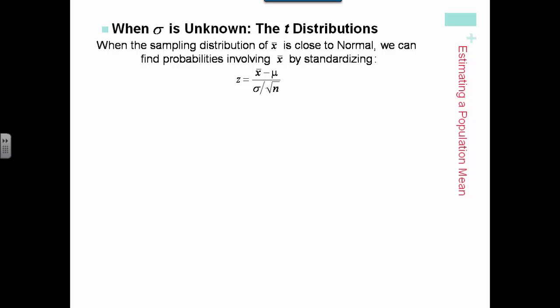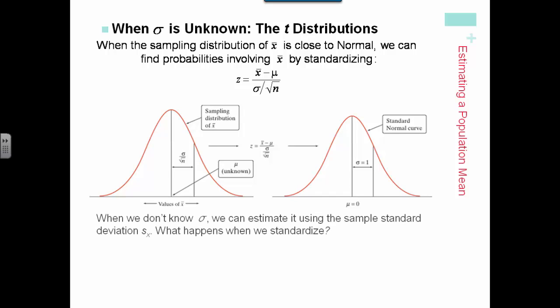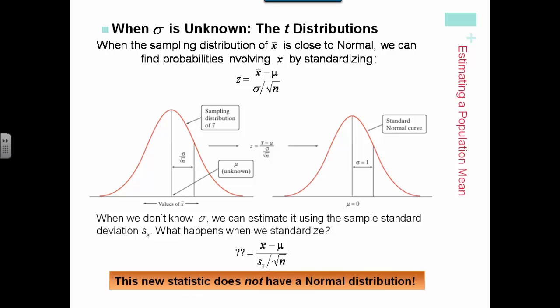When the sampling distribution of x bar is close to normal, we can find probabilities involving x bar by standardizing. When we don't know sigma, we can estimate it by using the sample standard deviation, S of x. What happens when we standardize? This new statistic does not have a normal distribution.